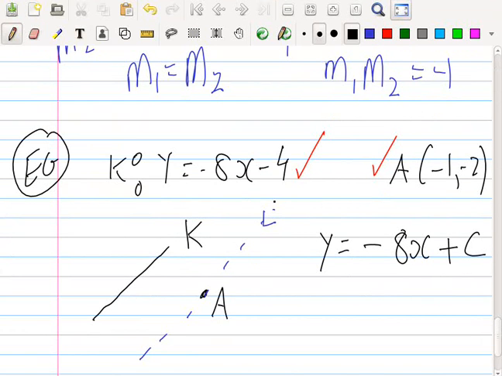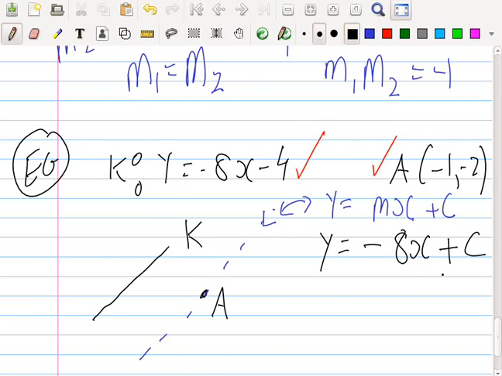So what are we looking for when we're looking for the equation of line L? We're looking for y equals mx plus c. That's what we're really looking for, isn't it? But I already know the m. Because it's parallel, it has the same slope as k. So that's why I wrote this down: minus 8x. Is that okay? What am I missing? The c.